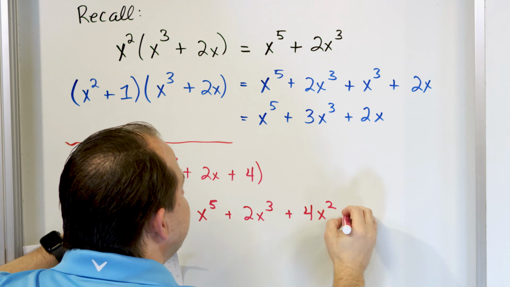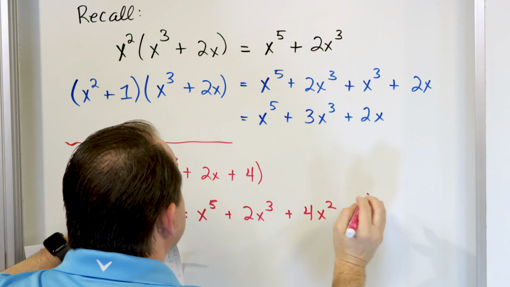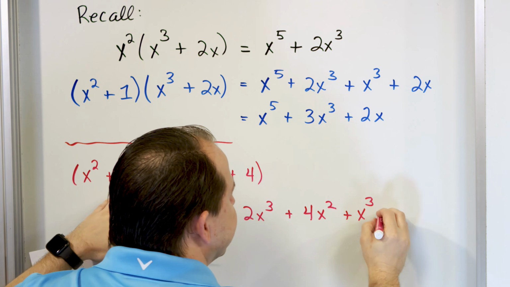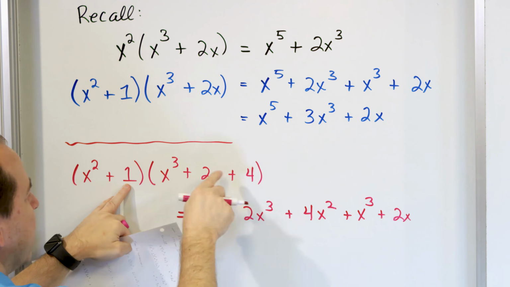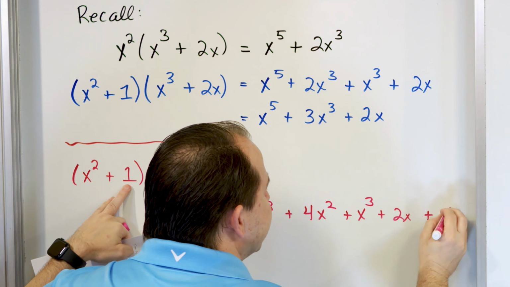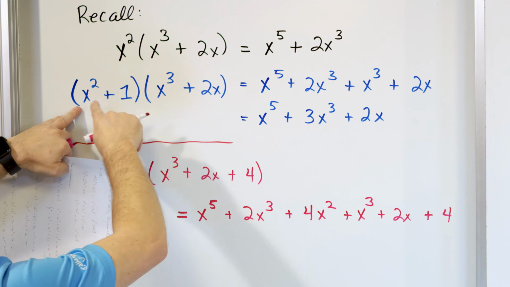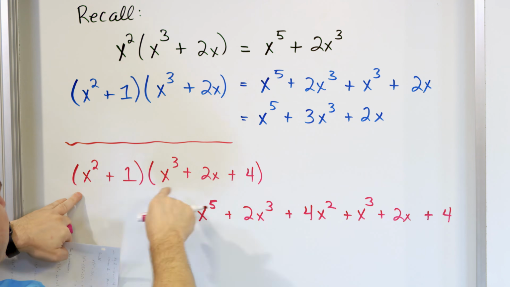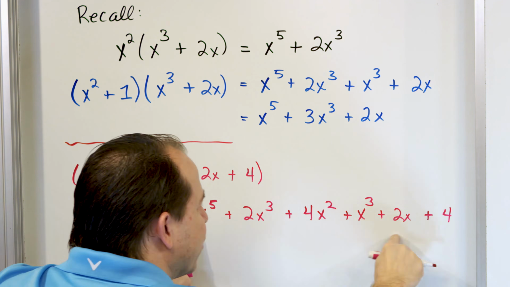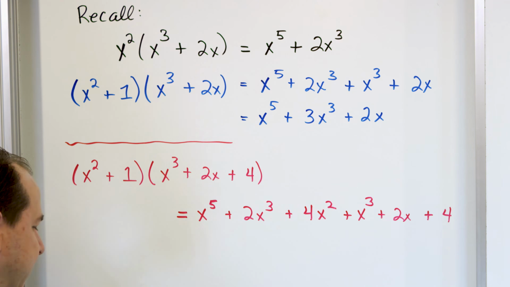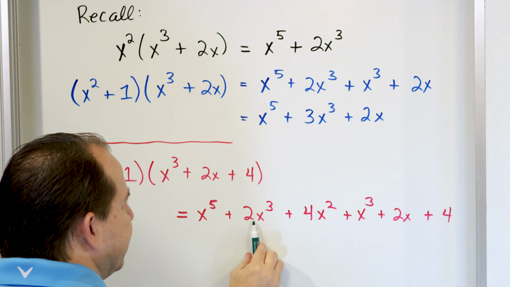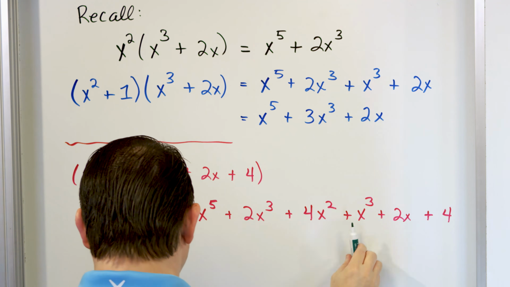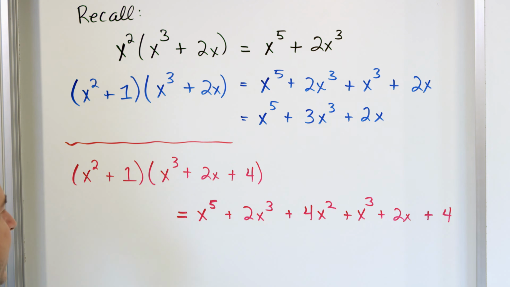So 1 times x cubed is going to be x cubed. 1 times 2x is going to just give you 2x. And 1 times 4 is just going to give you 4. So you see how in the case of the binomials, because of the number of terms, you had 4 terms in the answer. Because of this one, you have 2 times 3, 6 terms in the answer. But notice that a lot of them are similar, right? Because you have 2x cubed, and then you have x cubed right here, so that you can actually simplify these.